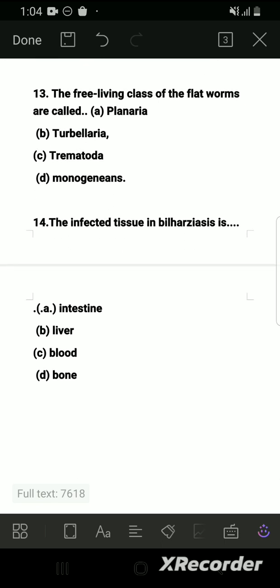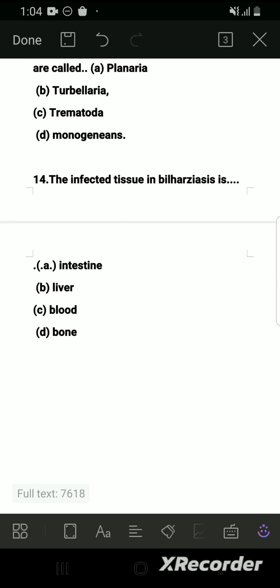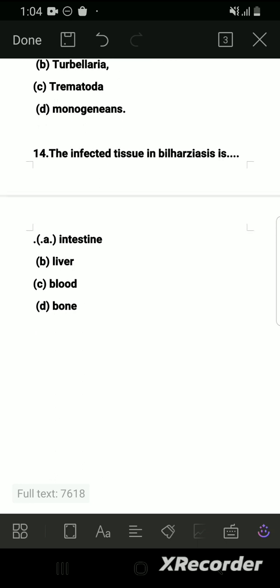Then for number 14, the infected tissue in bilharziasis is what? Another name for schistosomiasis is bilharziasis, caused by Schistosoma haematobium, mansoni, mekongi. It depends on the actual parasite, because haematobium is found in urine, which indicates its form. It has a variant with other schistosomal parasites like mekongi and mansoni.